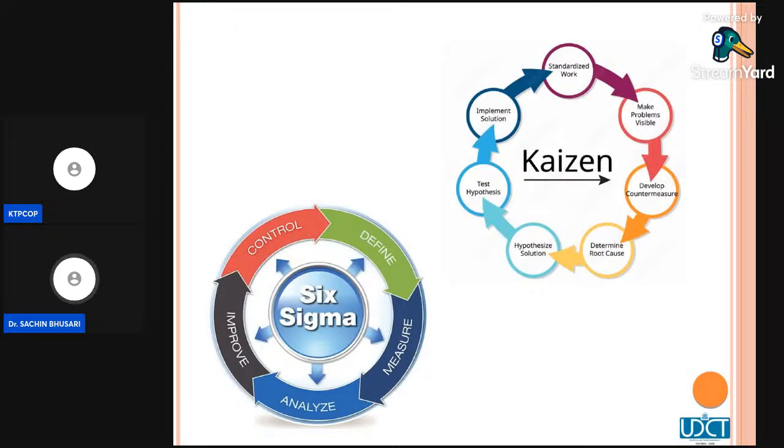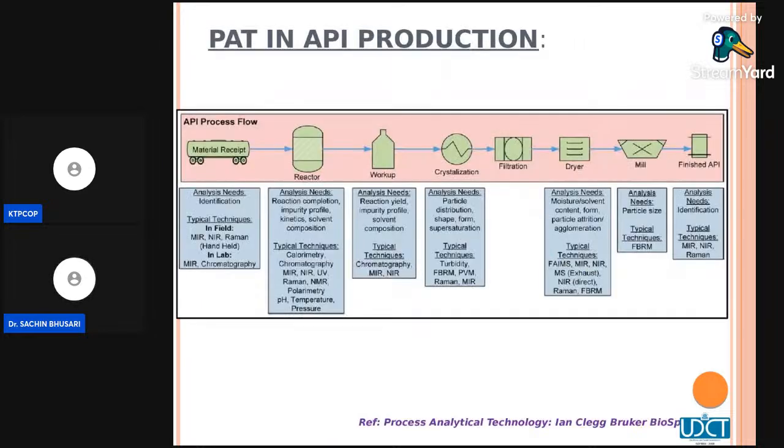Now we do have Six Sigma, Kaizen. Kaizen is a Japanese framework which is given by Japanese people. It's for visualizing the problem, developing countermeasures, finding out the root cause, hypothesizing the solution, testing the solution, implementing the solution, standardizing work. Even Six Sigma, Motorola launched this concept: define, measure, analyze, improve, control. So these are the tools which are available in PAT also.